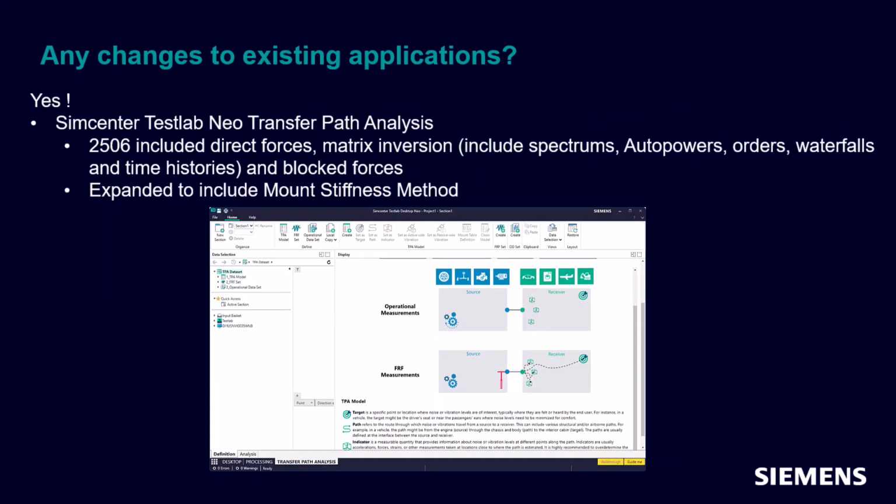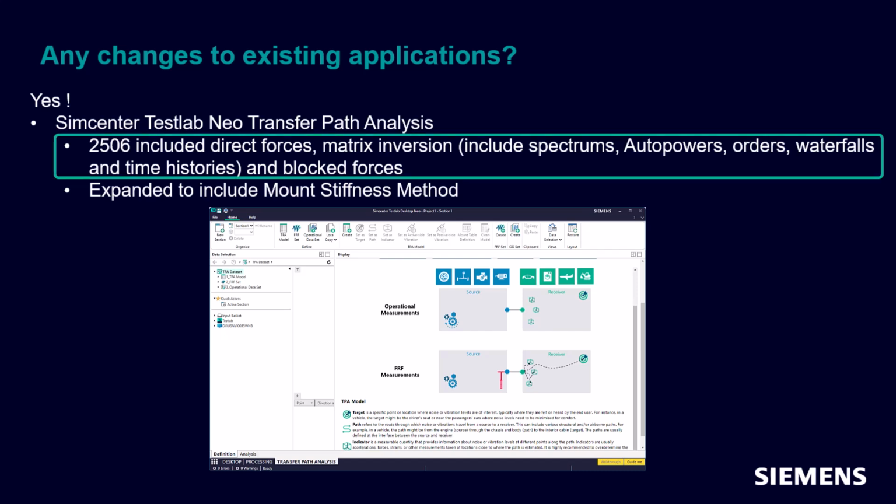Another change to an existing application is Simcenter Testlab Neo transfer path analysis. In 2506, we included direct forces and matrix inversion. And for matrix inversion, we supported frequency spectrums, autopowers, and waterfalls and orders. And in a service pack, we started supporting time histories.